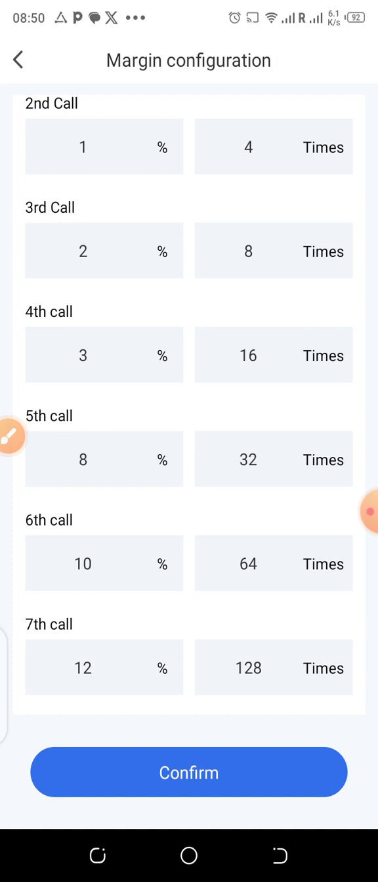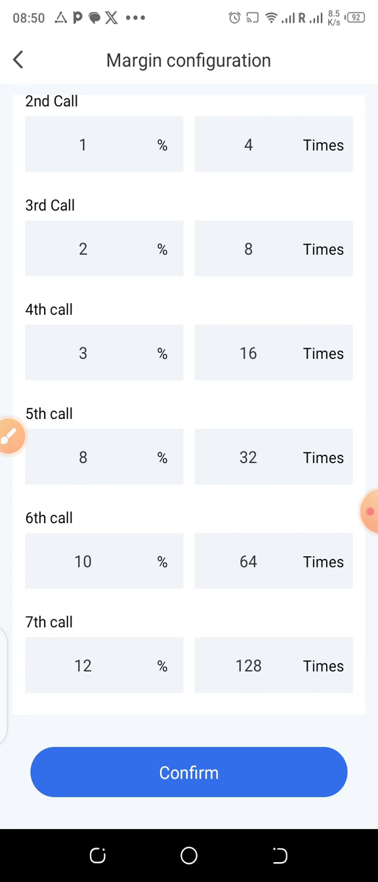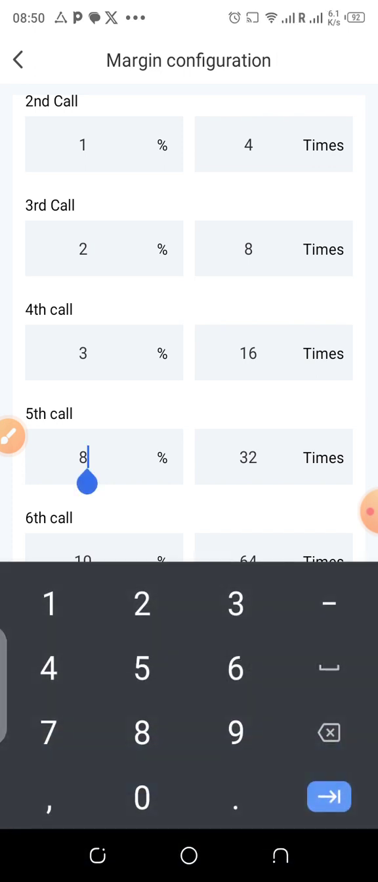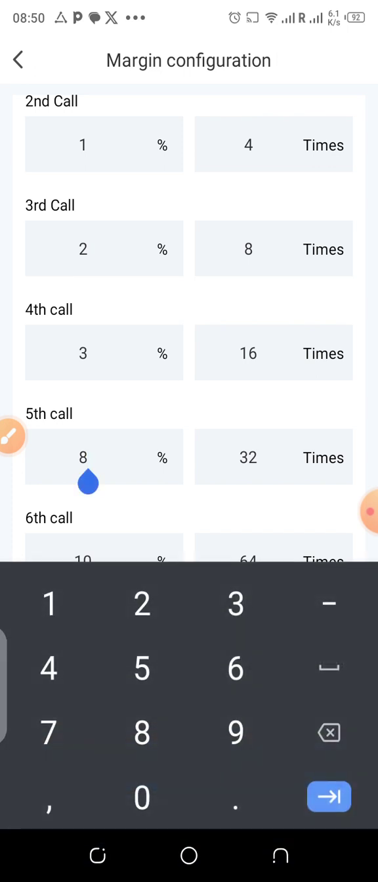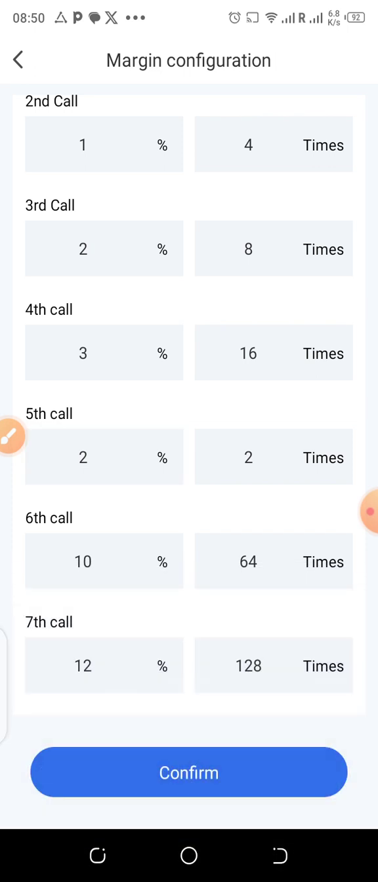You can continue using doubling up to the 7th call. It's up to you if you have capital. But if you don't have capital, when it comes to the 5th call, you can trade basing on your capital. So you can put here a 2. Let the robot buy 2 times of my first buy in amount if the market drops by 2%.